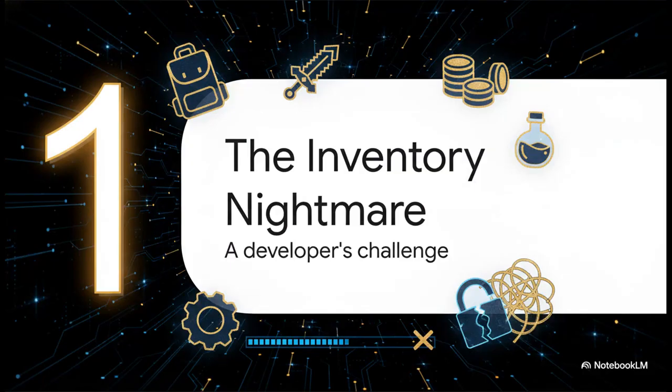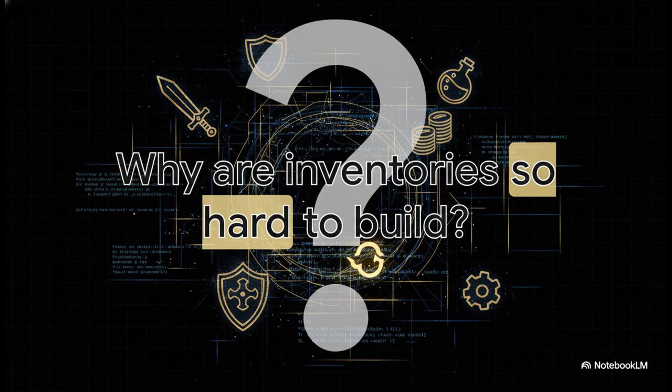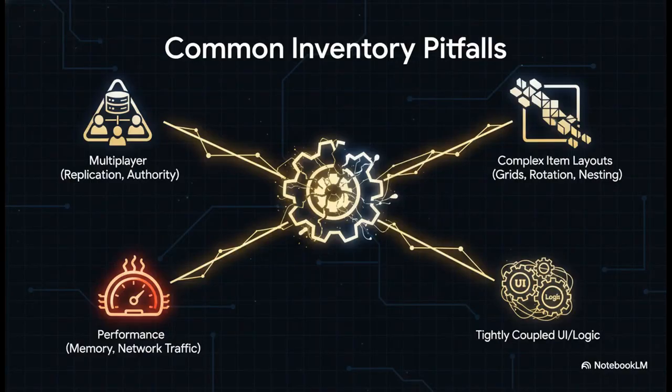So, let's start with something every game developer knows and, let's be honest, kind of dreads: building the inventory. On the surface, it seems so simple, right? It's just a grid you put stuff in. But let's ask the big question that hits every developer at some point. Why does this thing that looks so easy on paper so often turn into a complete nightmare to actually build and maintain?